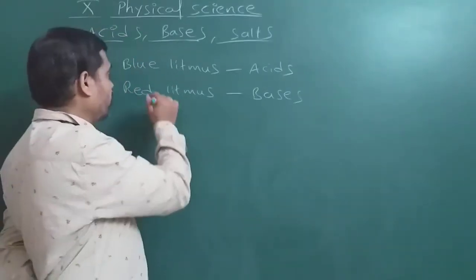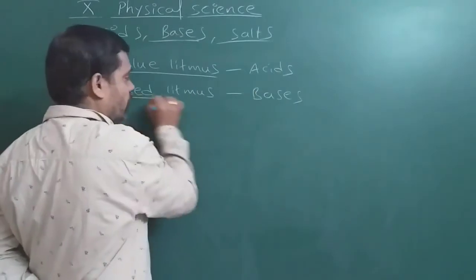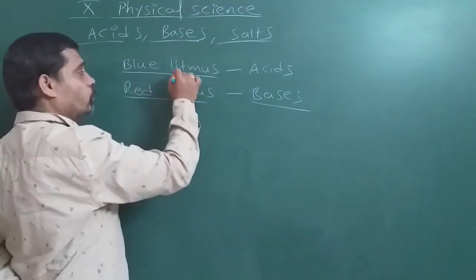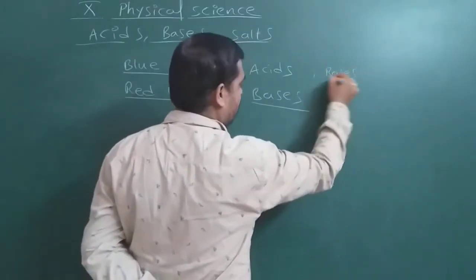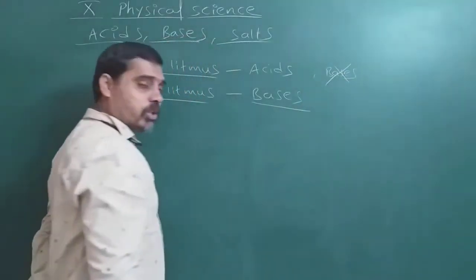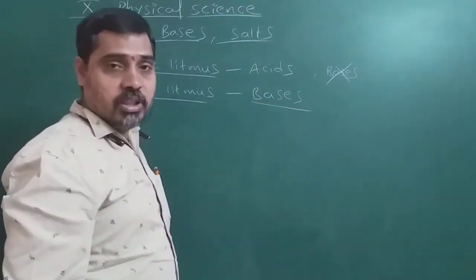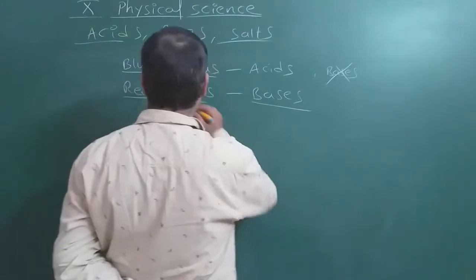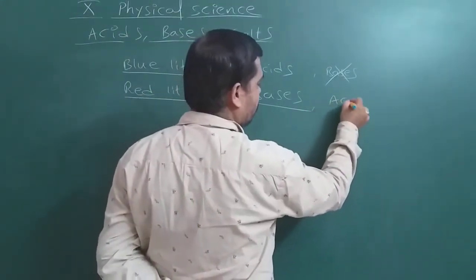That means with the help of a blue litmus paper, we can test for acids. With the help of a red litmus paper, we can test for bases. But with a blue litmus paper, we cannot test for bases. Why? Blue color is already there, so in bases, blue color only will appear. That means blue litmus paper is not meant for testing the bases. Similarly, red litmus paper is not meant for testing the acids.